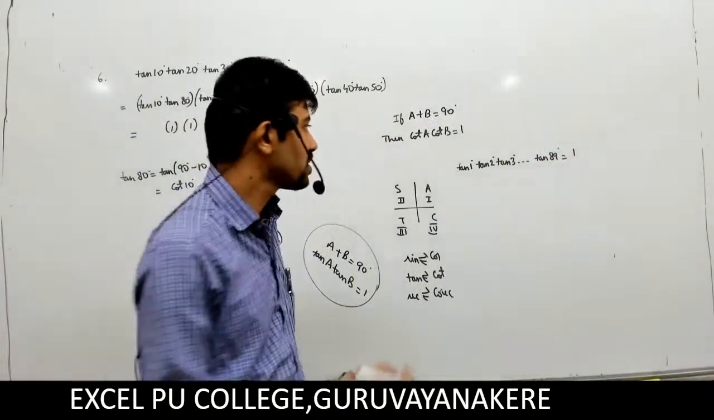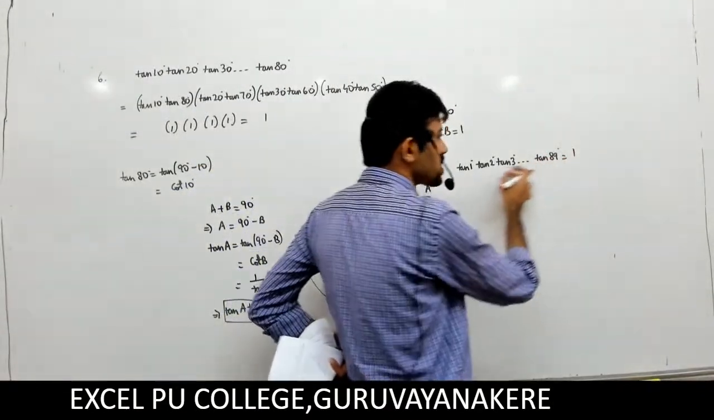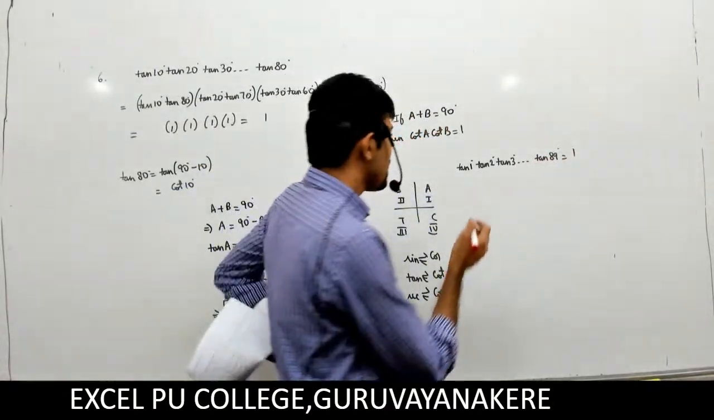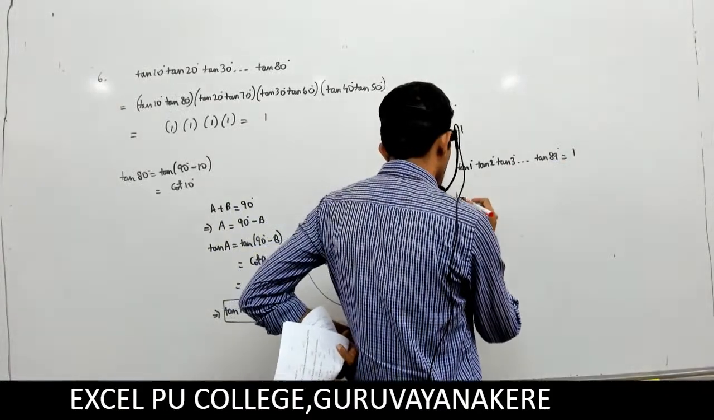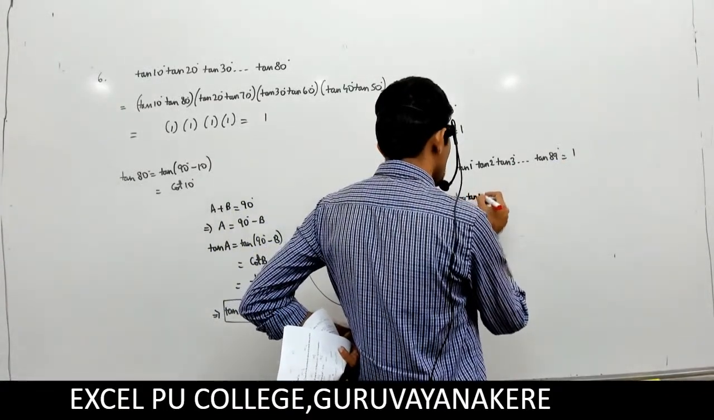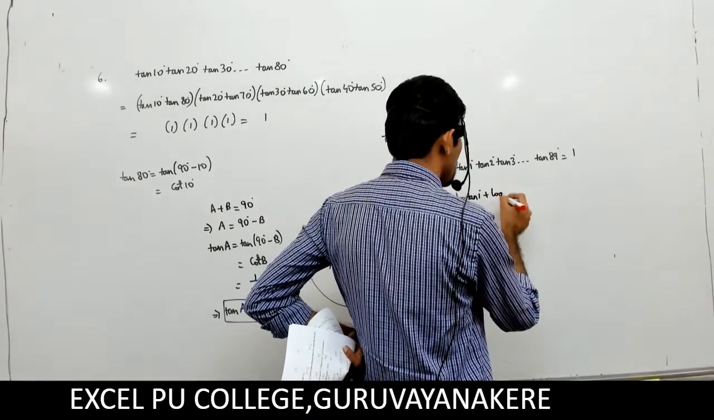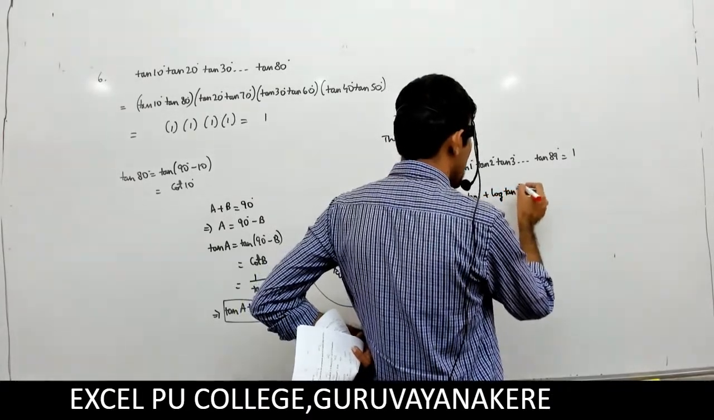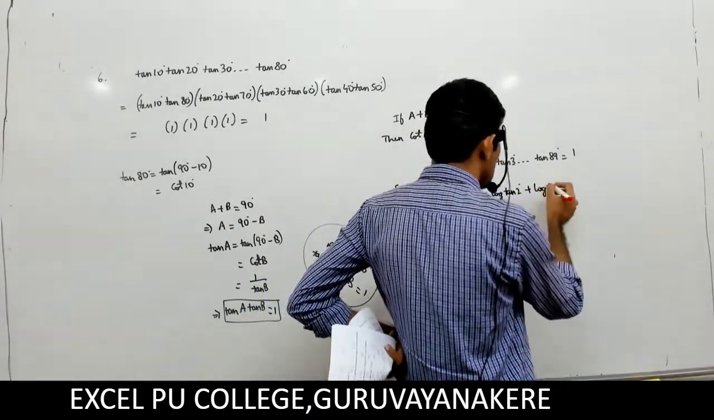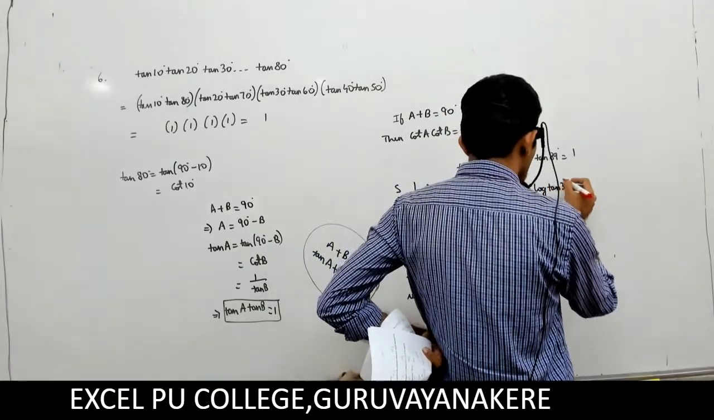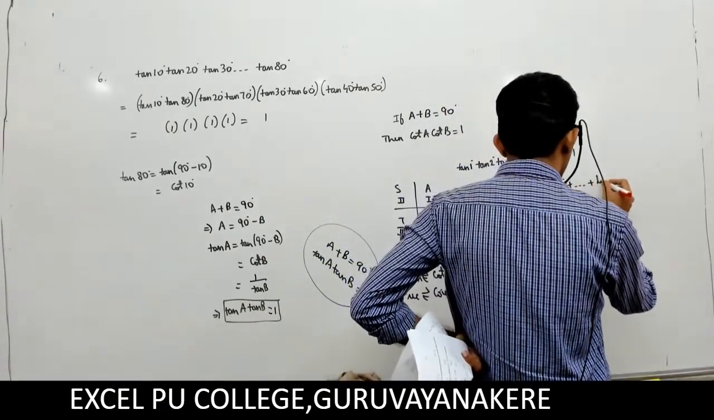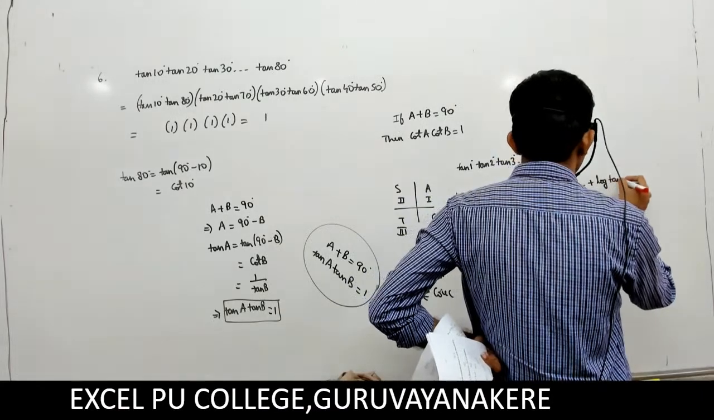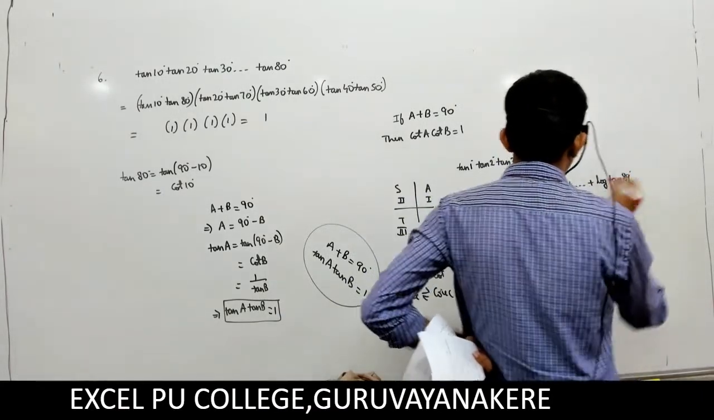Hope you understand this. Sometimes they'll modify the question and ask: log of tan 1 degree plus log of tan 2 degree plus log of tan 3 degree, and so on, till log of tan 89 degree.